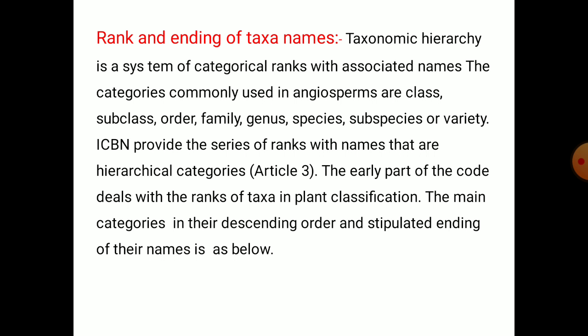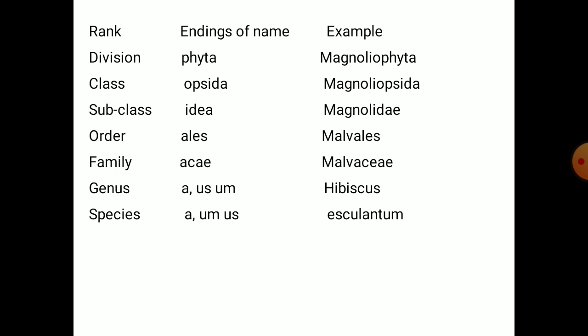The early part of the code deals with the ranks of taxa in plant classification. The main categories in their descending order and the stipulated endings of the taxa names are as below. So these are the ranks, the ending names of the taxa, and examples. For example, division, the ending name is Phyta. The example is Magnoliophyta. Class, ending name is Opsida.